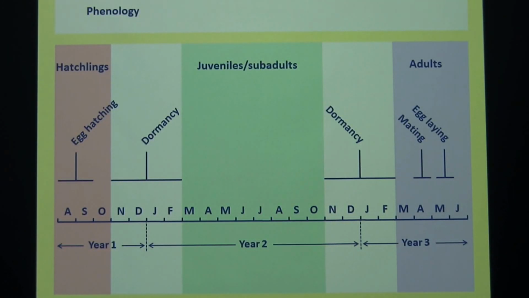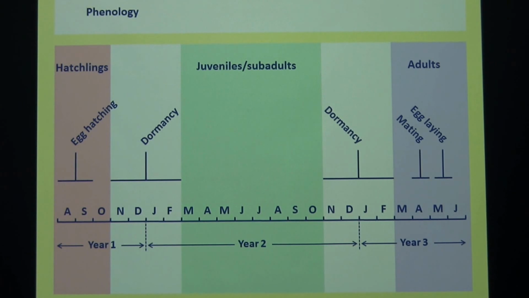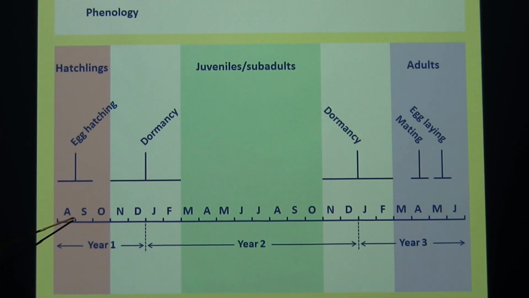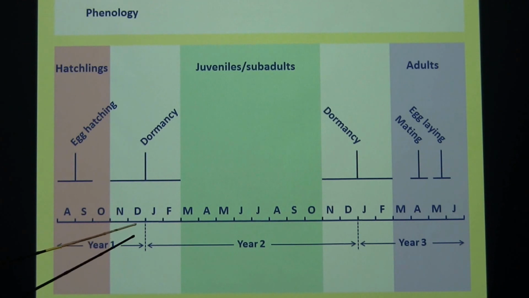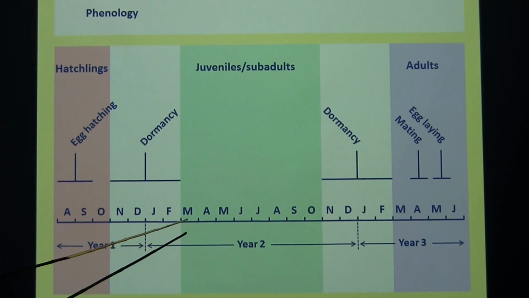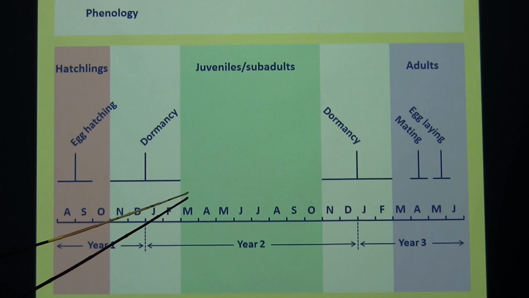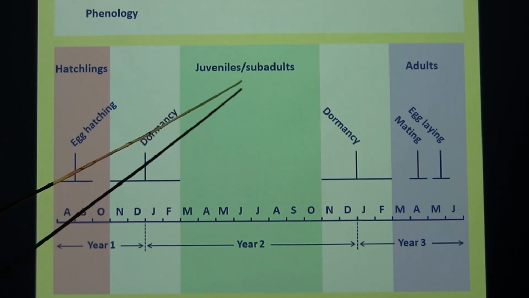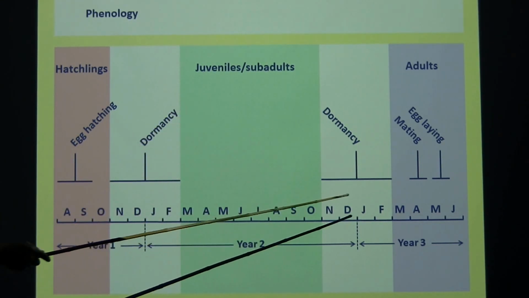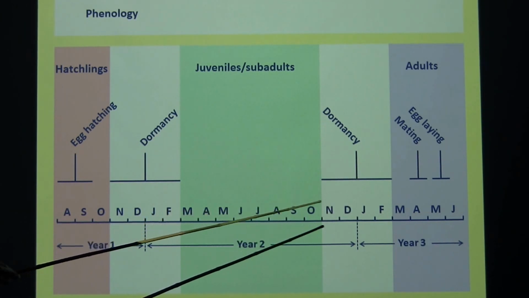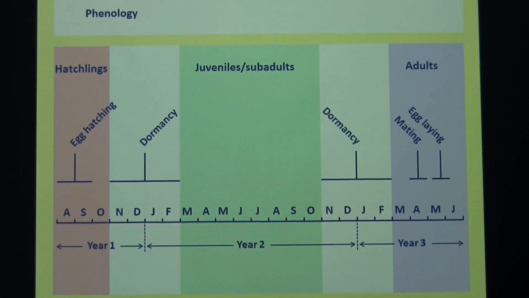The phenology of the species differs slightly among populations, but in southern Spain, the eggs hatch in August and September, and hatchlings are active until winter hibernation. Then they are active again in early spring, and during this season, they are juveniles or sub-adults. They hibernate again the following winter, and in spring they are already adults. They begin to mate in April, and females lay eggs in May or June.